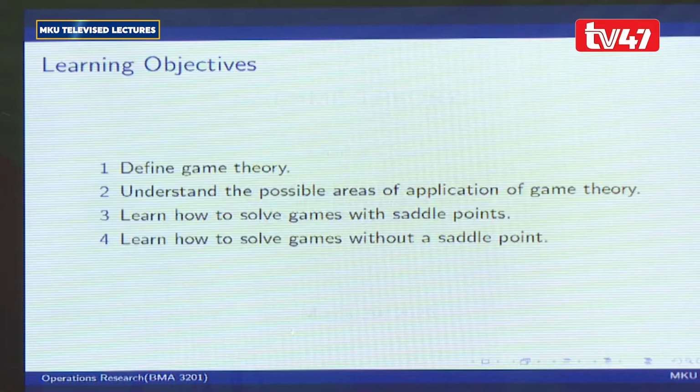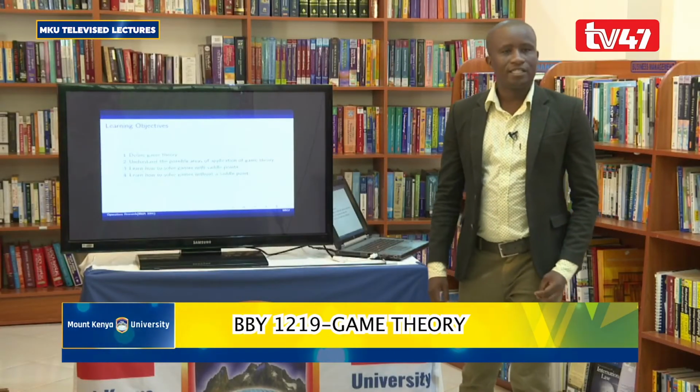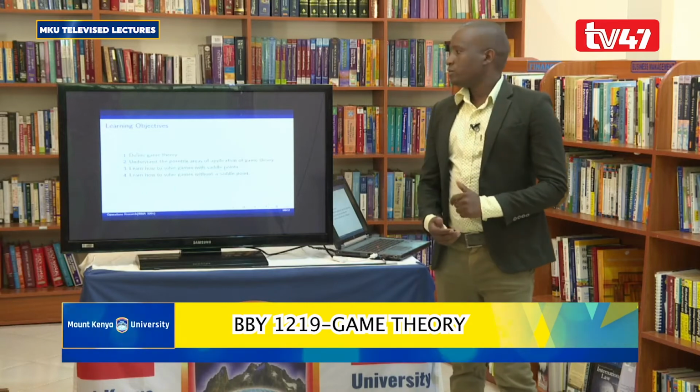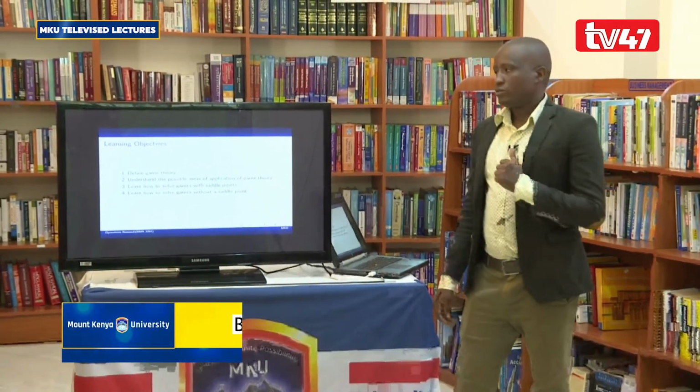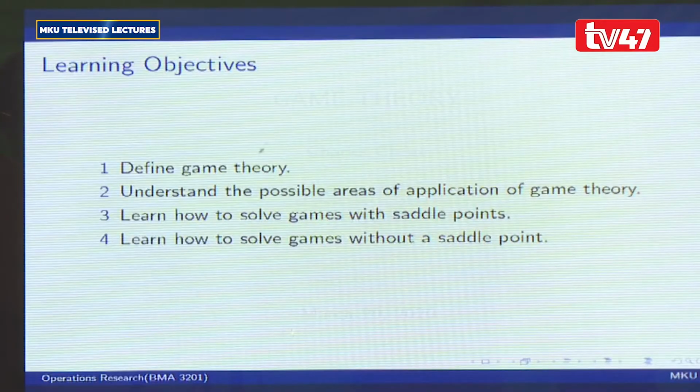First, we look at the learning objectives. At the end of the topic, you are expected to be able to define what game theory is. You are also expected to understand the possible areas of application of game theory. You're supposed to learn how to solve games with a saddle point, and finally, you're supposed to know how to solve games without a saddle point.